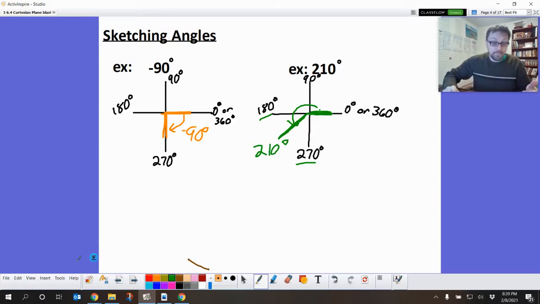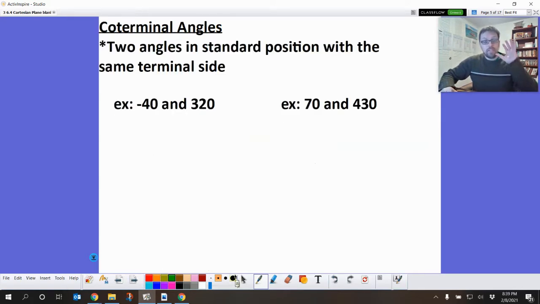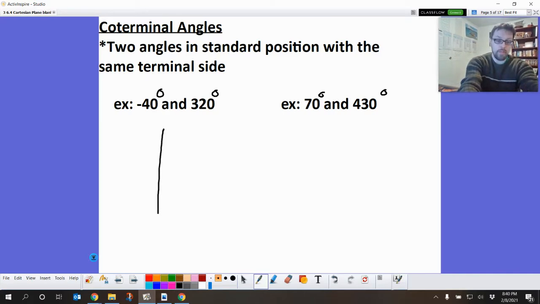Neat. Now, what you might notice is this negative 90 and the 270 are stopping at the same spot. That must mean they're related to each other, and they are. They are coterminal angles, angles that stop at the exact same spot. Here I missed the degree measures on these. So negative 40 and 320 degrees are both coterminal angles.